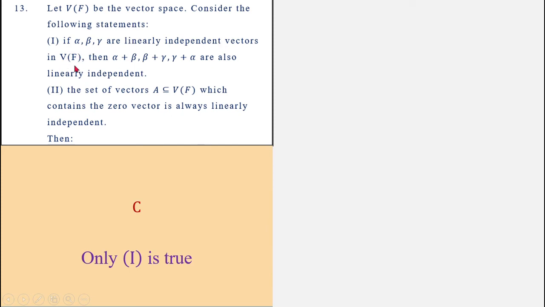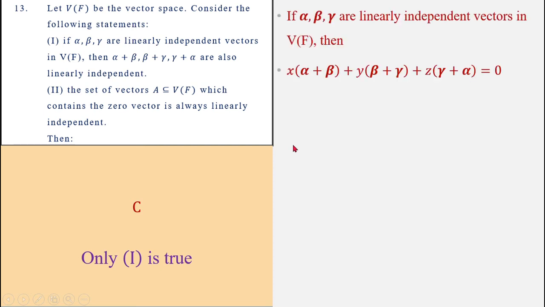That means if alpha, beta, gamma are linearly independent vectors in V over F, then alpha plus beta, beta plus gamma, gamma plus alpha are also linearly independent. See the explanation. If we express alpha plus beta, beta plus gamma, gamma plus alpha as a linear combination equal to the zero vector, then we get x times (alpha plus beta) plus y times (beta plus gamma) plus z times (gamma plus alpha) is equal to 0. By taking similar vectors together, we get (x plus z) times the alpha vector plus (x plus y) times the beta vector plus (y plus z) times the gamma vector is equal to the 0 vector.